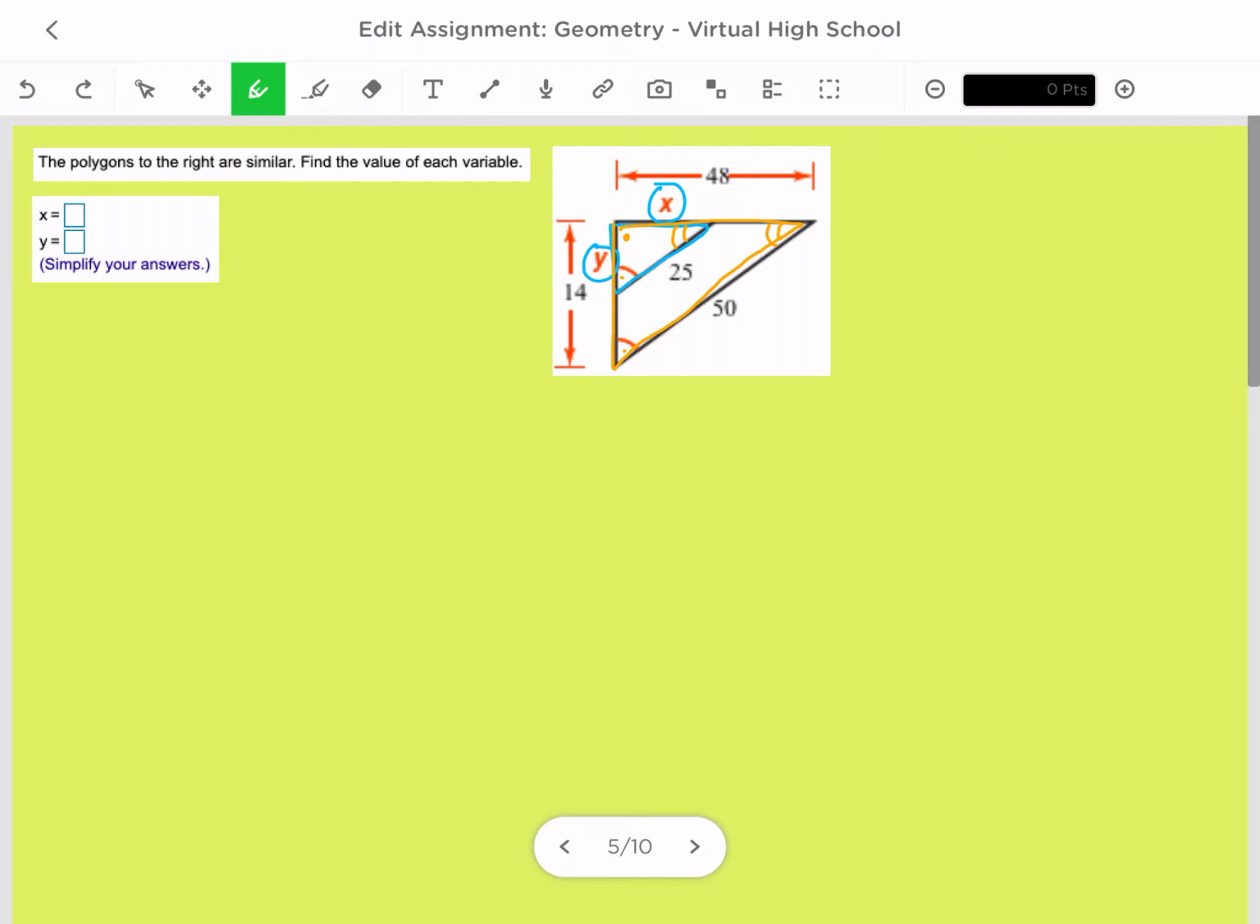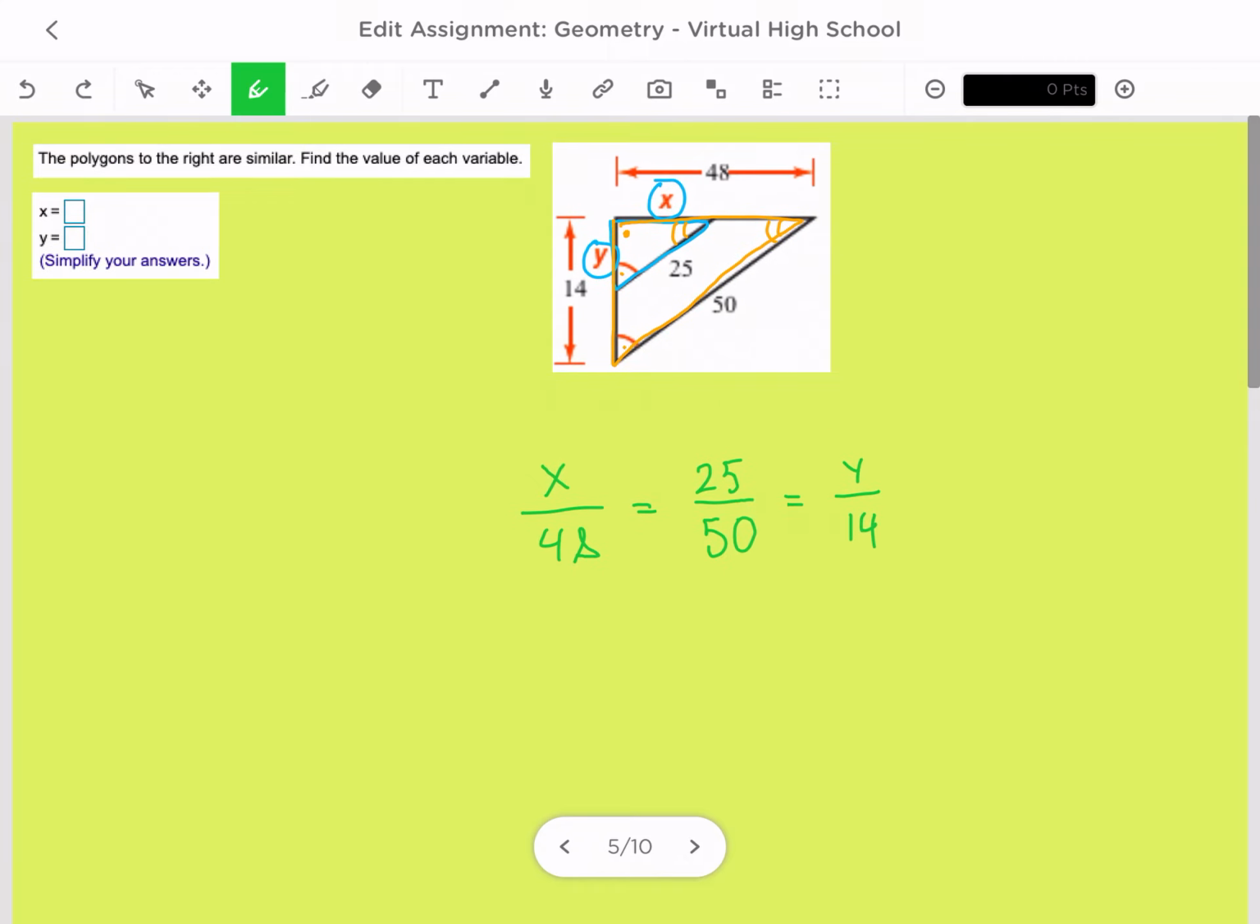So I know that the relationship between x and 48 should be the same thing as the relationship between 25 and 50. And it should also be the same thing as the relationship between y and 14. Okay, so all I need to do is set up two different equations and I'm going to solve them, and then that'll be it.